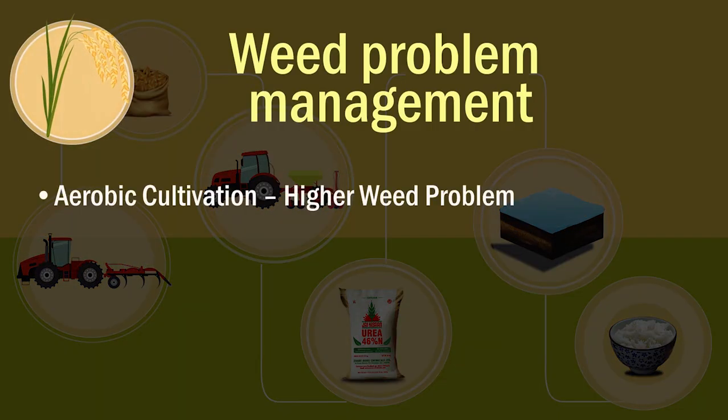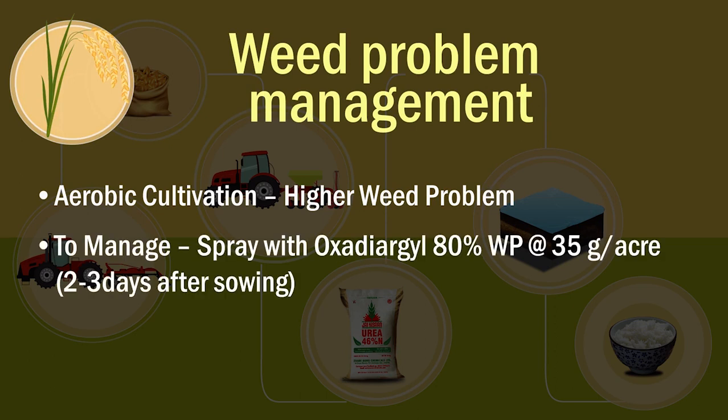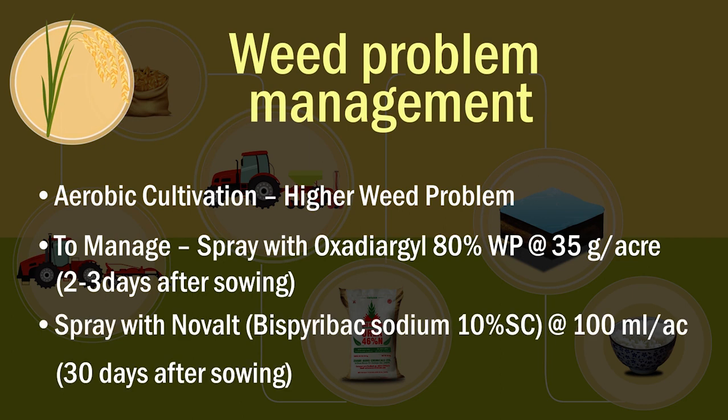Weed problem will be more in aerobic cultivation. For weed management, we mix oxadiargyl 80% WP at the rate of 35 grams per acre in 200 liters of water. And then the solution is sprayed on the crop field within 2 to 3 days after sowing. 30 days after sowing, we spray the crops with a solution of water and Novalt at the rate of 100 milliliter per acre. We mix Novalt in 200 liters of water.